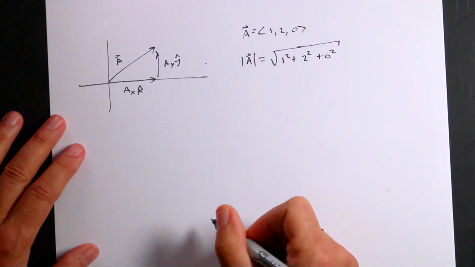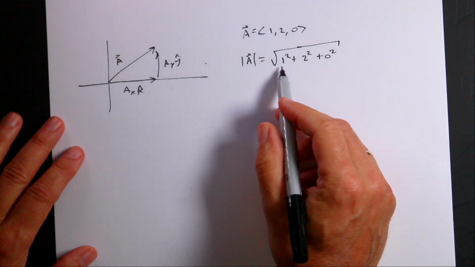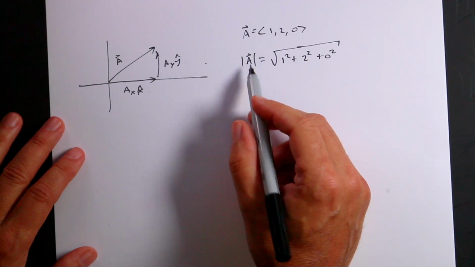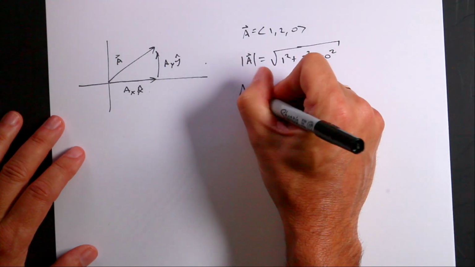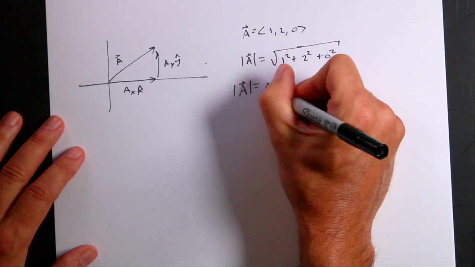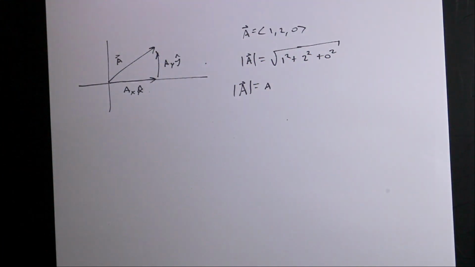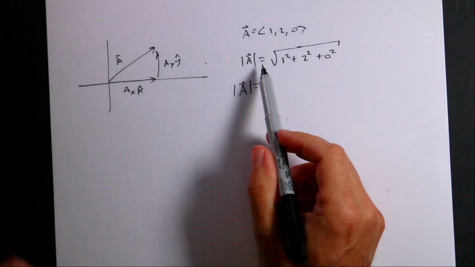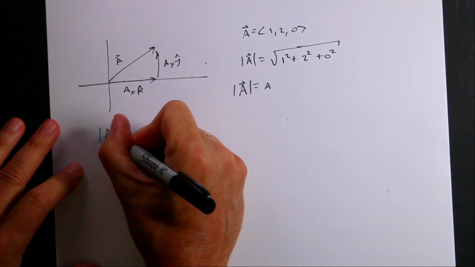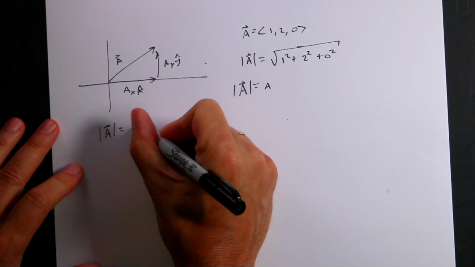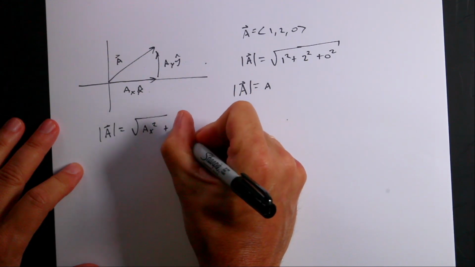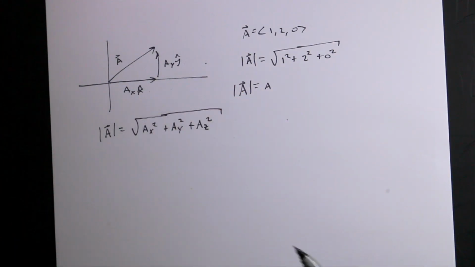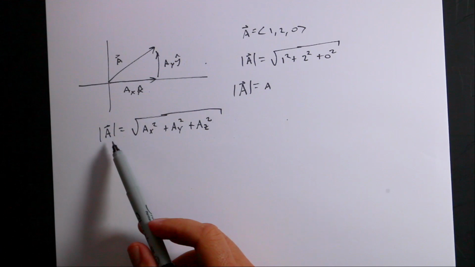It actually works in 3 dimensions. If this is an actual physical vector, whatever the units of this vector, they're going to be the same as the units for the magnitude. Some people write the magnitude of vector A as just A, and that's fine. I try to do it this way as much as possible just so we don't get confused. In general, the magnitude of the vector A is the square root of A_x squared plus A_y squared plus A_z squared. And since you're squaring and taking the square root, the magnitude of the vector is positive.